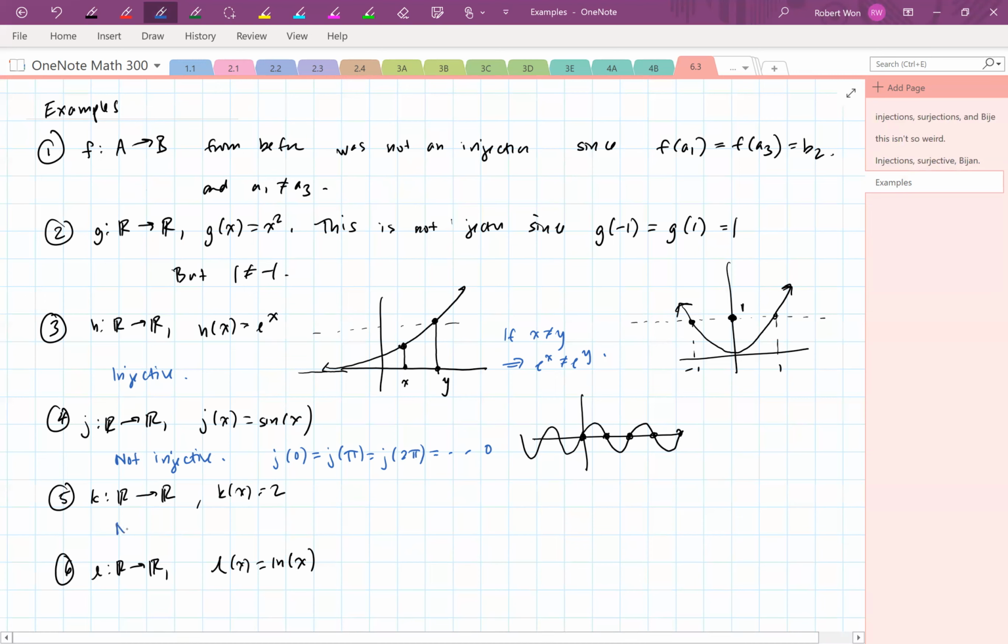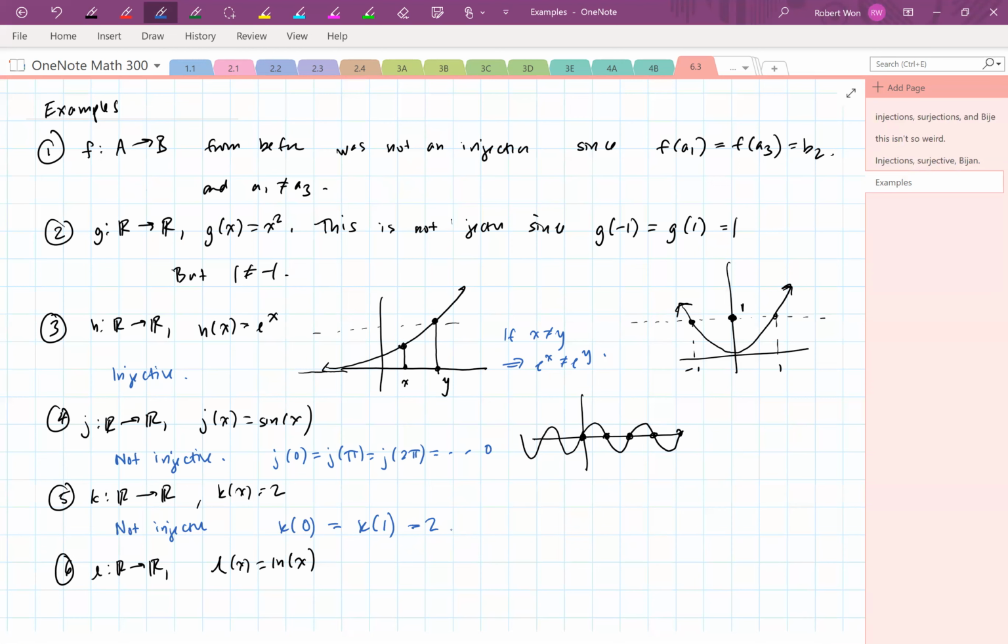Even worse than that is the constant function. This is extremely not injective, right? K of any number equals k of any other number equals 2. It maps every real number to the same real number. So this is like the furthest you can possibly be from being injective.